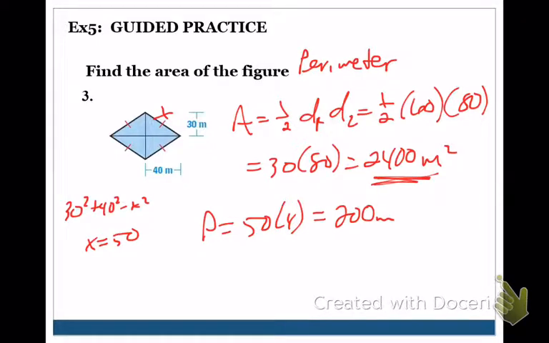Now, to find the perimeter, we have to know the side lengths. Okay, and so we need to go find the side lengths. If this is 30 and this is 40, then we can use Pythagorean theorem because, again, it's a right triangle, to find this hypotenuse, which is also the side length of the rhombus. So 30 squared plus 40 squared equals x squared. And when you work that out, you do get 50. So the side length is 50, which means all the sides are 50. So if you want to find the perimeter, just take 50 and multiply it by 4, and you get 200 meters.